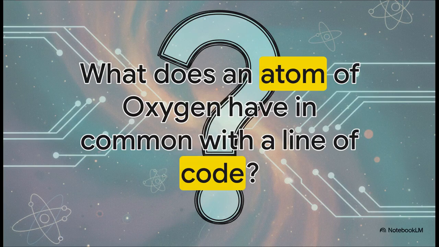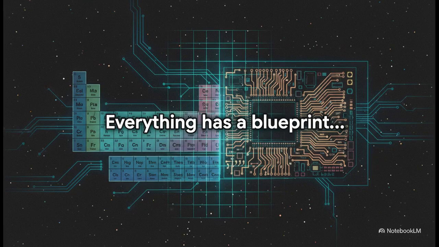I know, it sounds like a weird question, right? But the answer actually gets at a really fundamental human drive: our endless quest to decode the blueprints of our universe, whether they're written in the language of elements or in algorithms. Because really, everything has a blueprint. There's a fundamental language that dictates how it all works. From the elements that literally make up our world to the software running our computers, there are rules and structures just waiting for us to understand them. And if you can read the blueprint, you can understand the system.